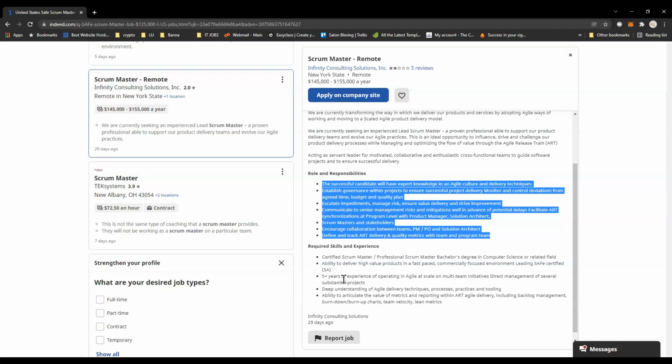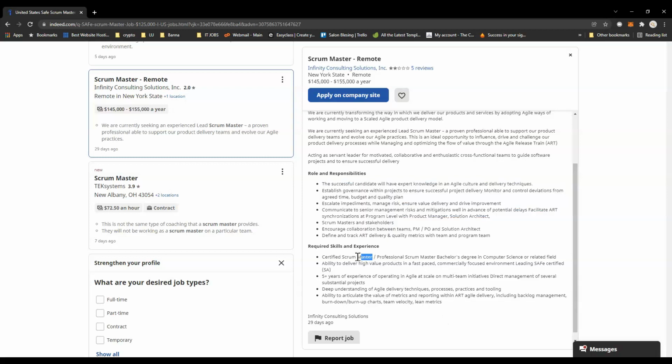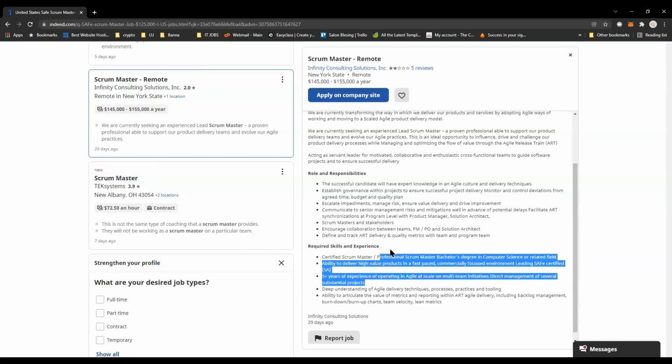So: ability to deliver high value product in a fast-paced, commercially focused environment, Leading SAFe certified, five years experience operating in agile at scale on multi-team initiatives, direct management of several substantial products, deep understanding of agile delivery techniques, ability to articulate the value of metrics. You see, the requirement is not much. You have Scrum Master and some kind of SAFe certification, or even if you don't, you convince them you have deep knowledge, and they can take you.